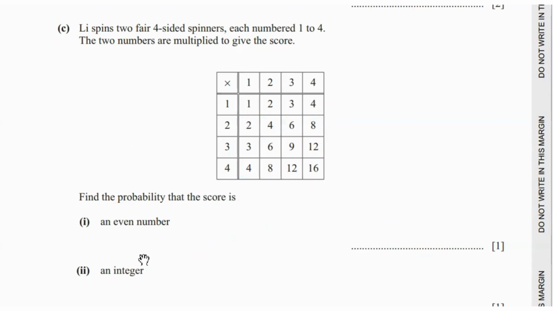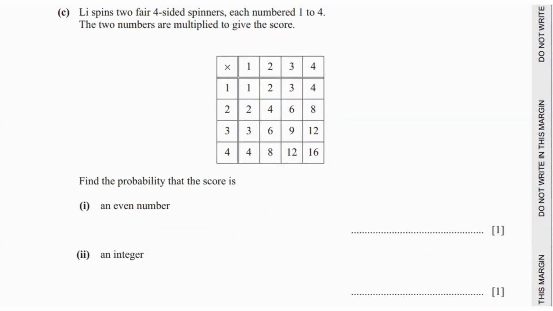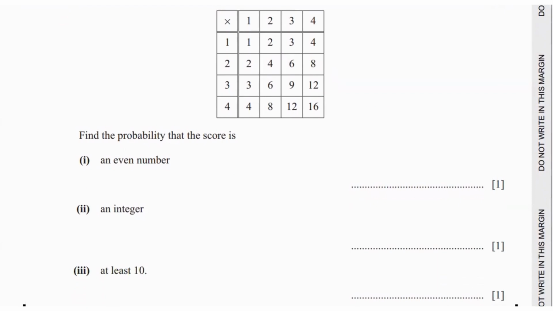Then it says find the probability that the score is an integer. That's going to be 1, because all of these numbers are integers. Every whole number is an integer, so the probability is going to be 1. Then at least 10. So at least 10 means it's going to be this, this, this. At least 10 means that it cannot be less than 10. So all of these values are less than 10, and only these 3 values are at least 10, so that's 3 over 16.